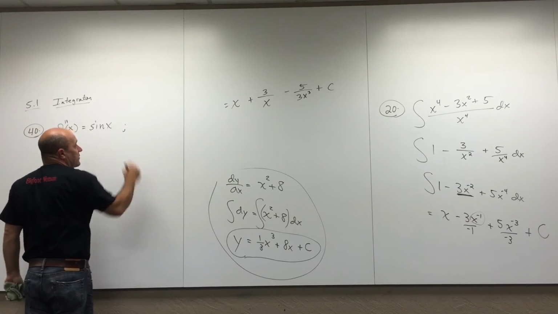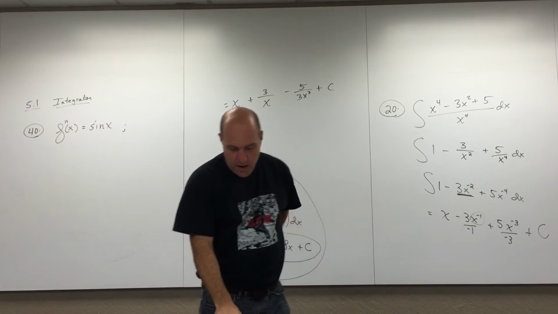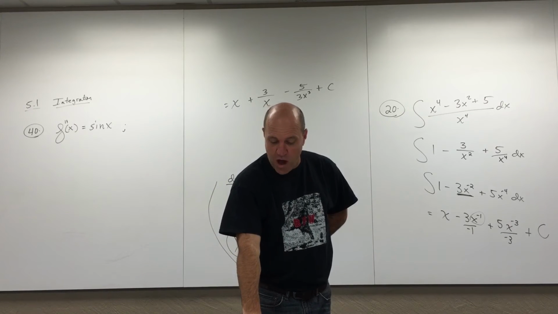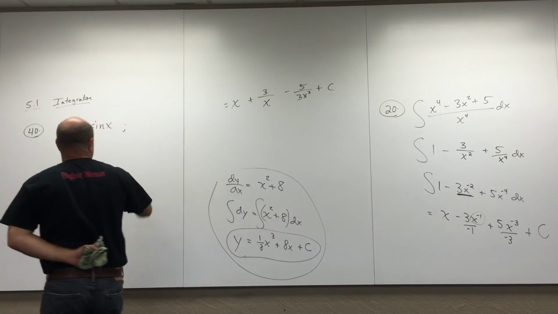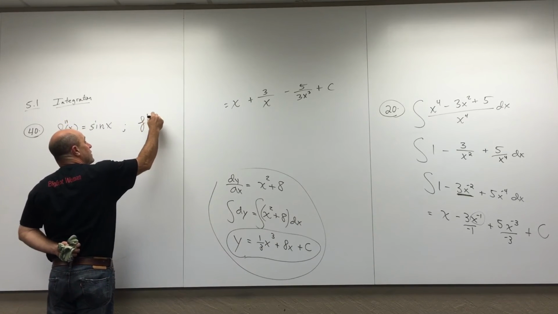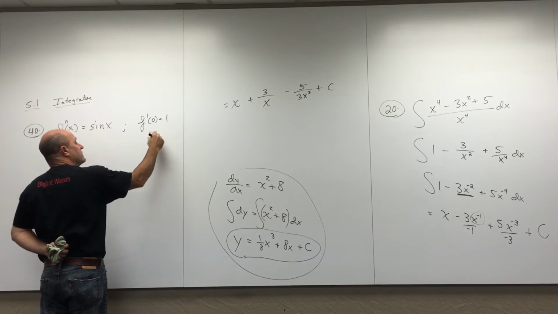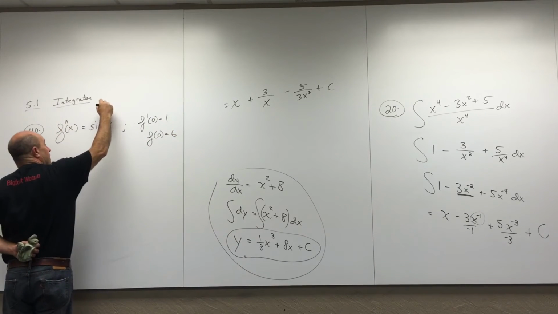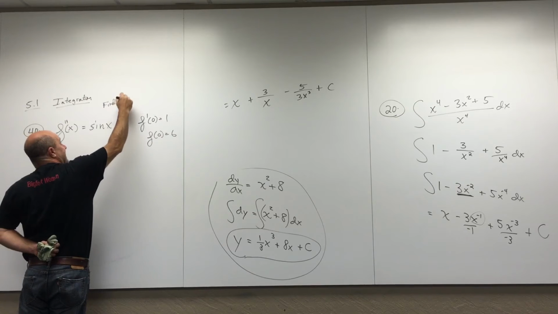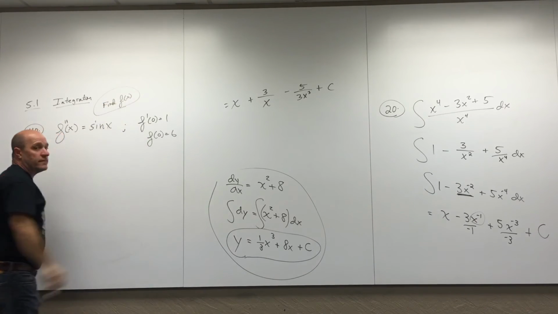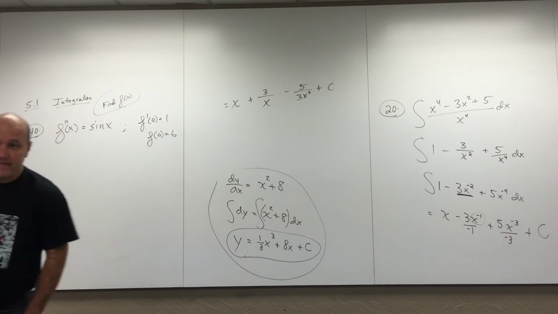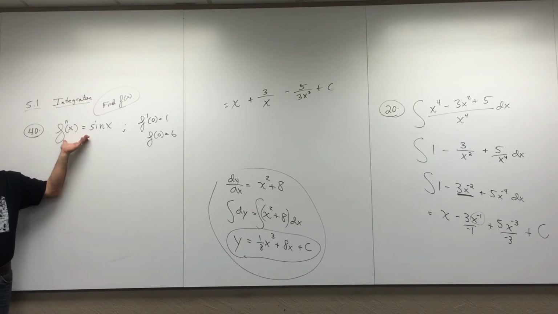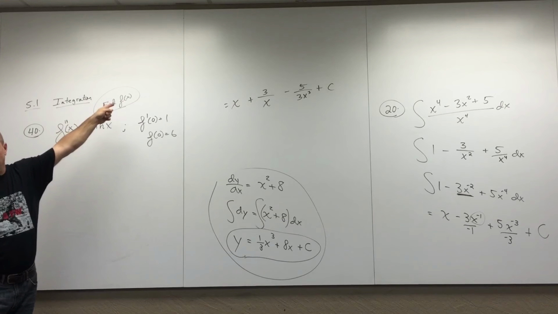And then they give me a couple other pieces of information. They say F prime of 0 is 1, and F of 0 is 6. And their question is, find the function F. Find F of x. So, you got the idea, I think. You're given a second derivative, and you're asked to find the function.